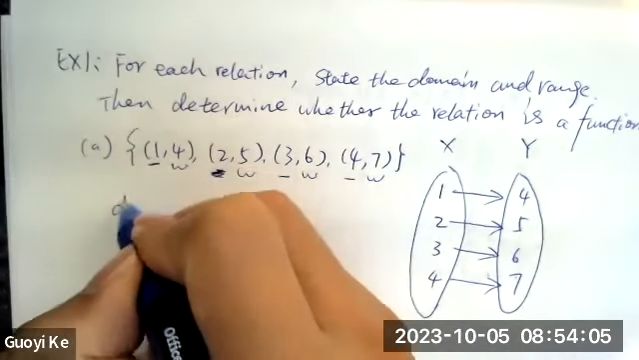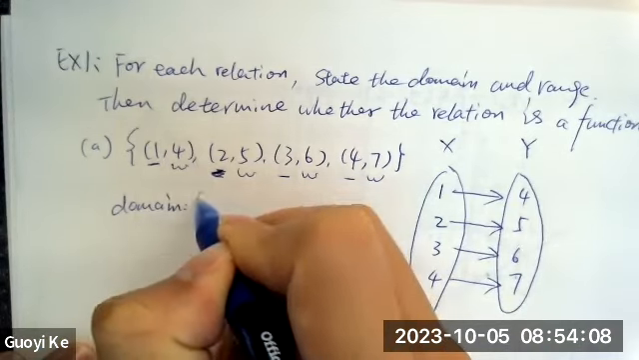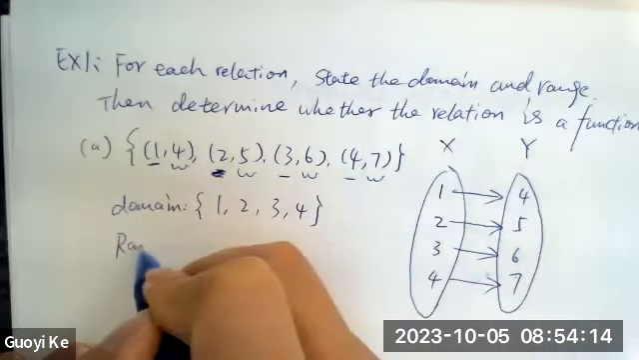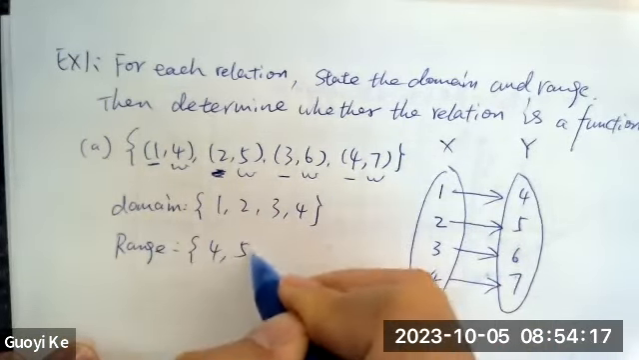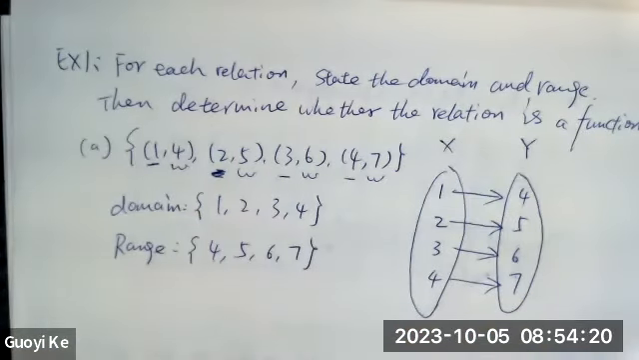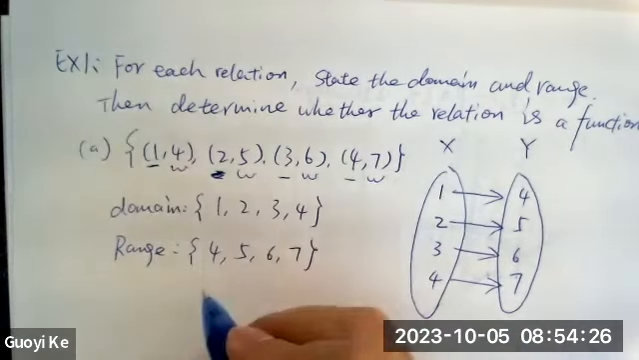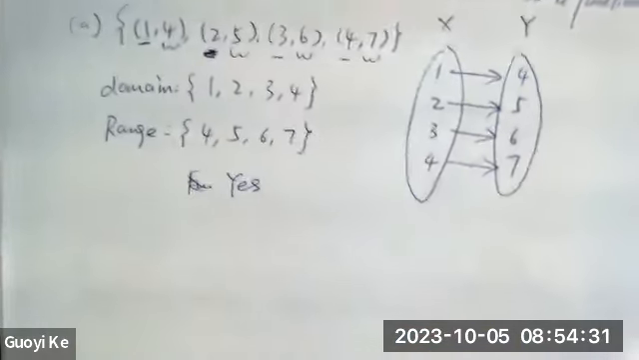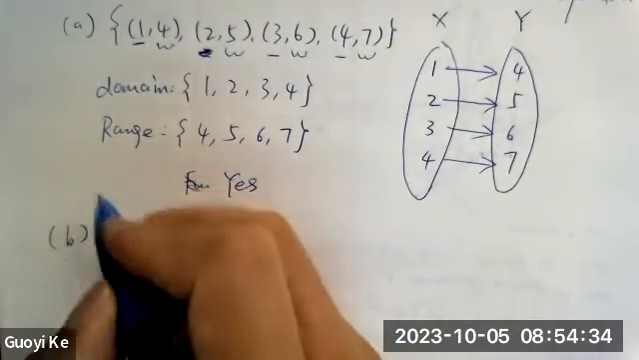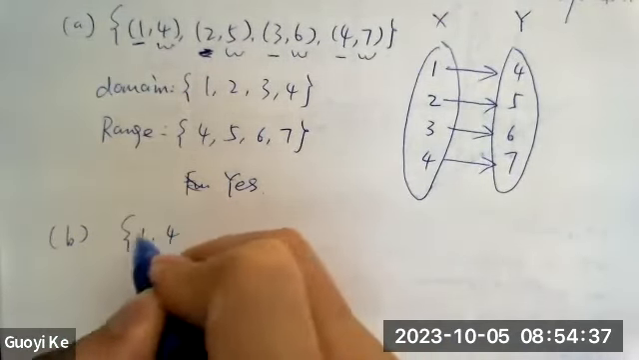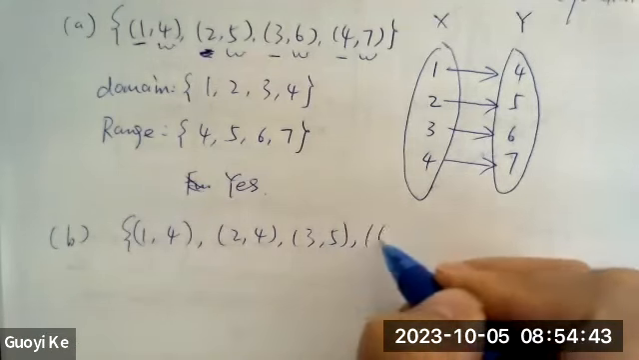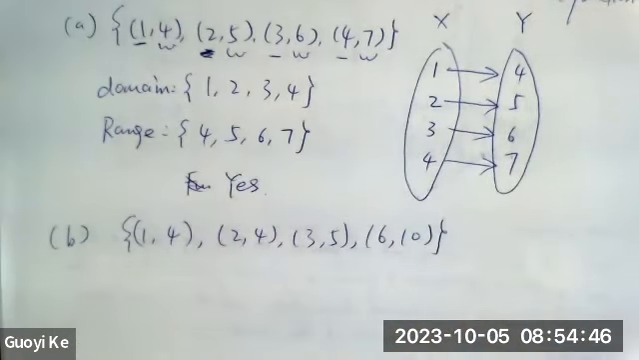So the first question is about the domain. That should be very easy. All the elements. How about the range? All of them, right? Now, whether this guy is a function or not. Yes or no? Yes, it's a function. Now I will give you guys a second one. Let you guys try it by yourself.